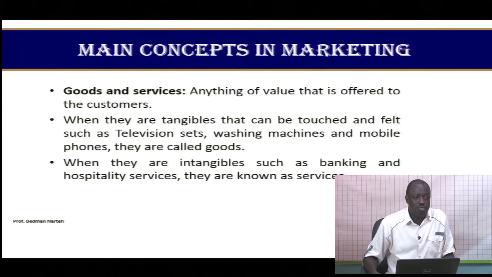Goods and services. For us in marketing, anything of value that is offered to the customers, provided it has some utility to them, refers to goods. So when I take you back to the scope of marketing, all the things that I tell you as the scope of marketing constitute goods and services. But when these goods are tangible, they can be touched and can be felt, like television sets, we call them goods. But when they cannot be touched, they are intangible, like banking services, we say that they are services.